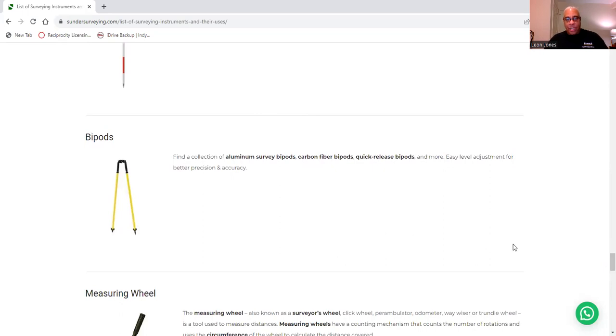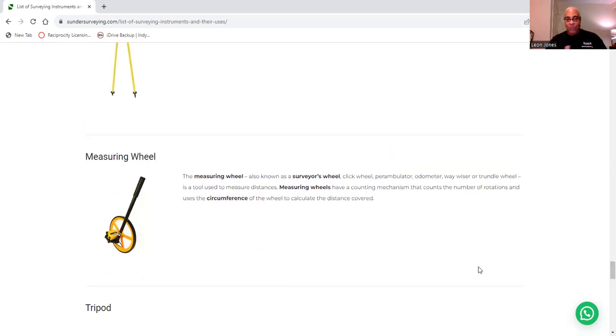Bipods. You find a collection of aluminum survey bipods, carbon fiber bipods, quick release bipods, and more. Easy level adjustment for better precision and accuracy. You notice as we've gotten down the list, they're starting to talk more about accuracy and precision.